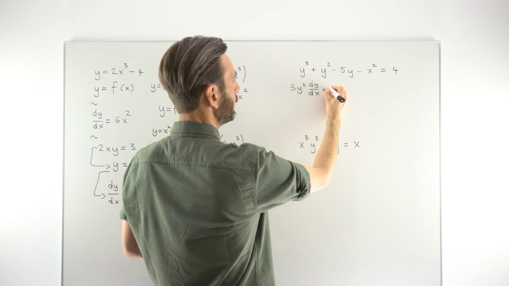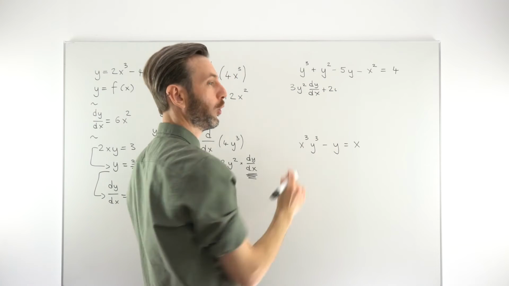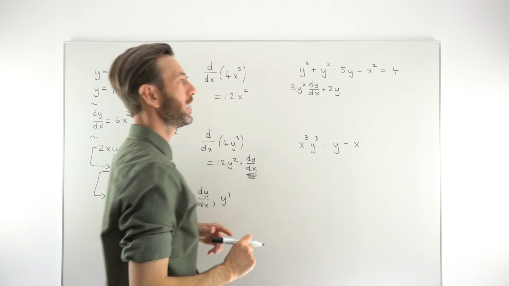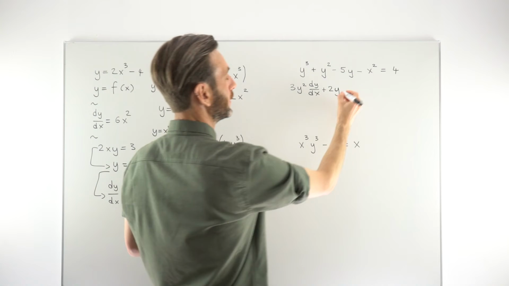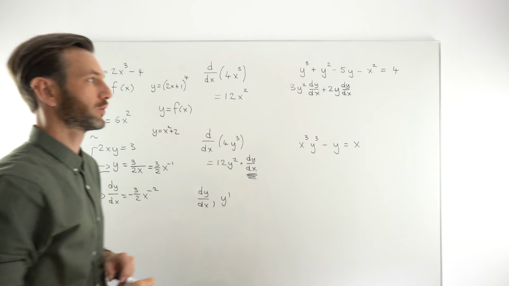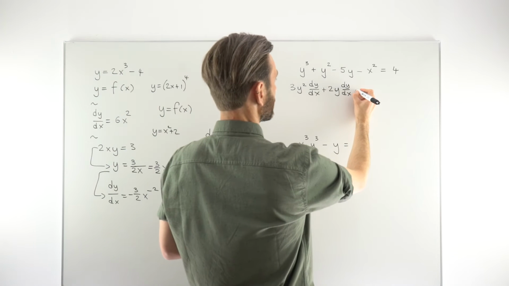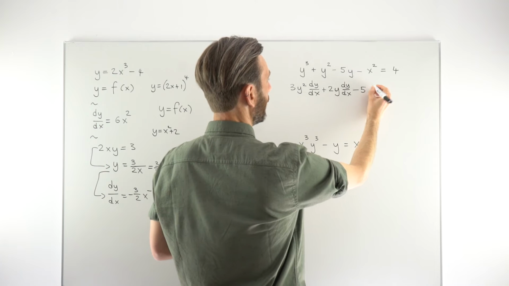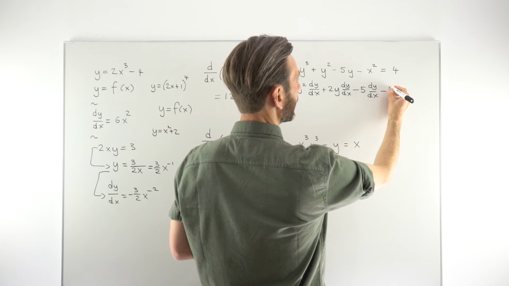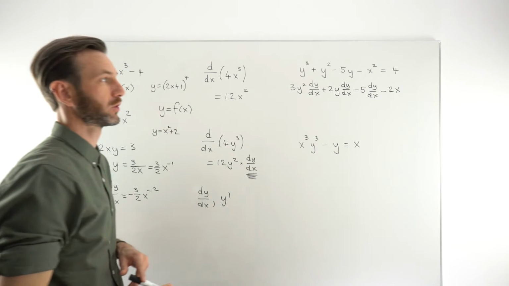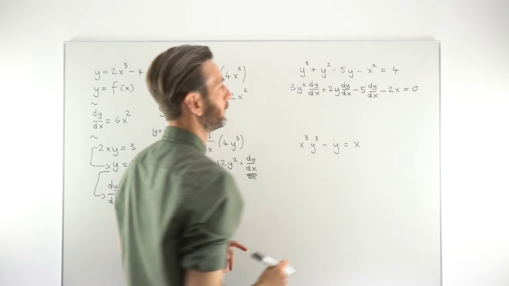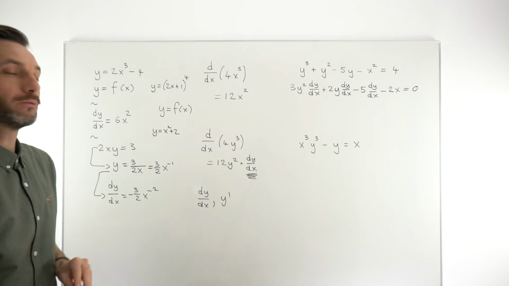Next term is y squared. We differentiate it, taking the derivative, which is 2y. The derivative is 2y, but y is a function of x. So again, we've got to multiply that by the derivative of that kind of internal function, which is just dy dx. Next term is the same. It differentiates using the power rule to 5, but we need to multiply that by dy dx. We're differentiating with respect to x, so the derivative of x squared just becomes 2x, and the derivative of 4, a constant, just becomes 0. That is your derivative, basically, at that point.